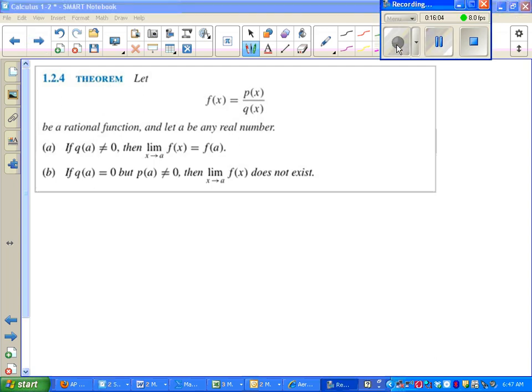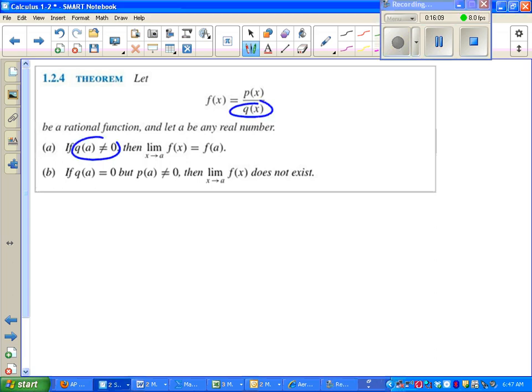This next theorem tells us that if we've got some rational function and the bottom does not equal 0, then it's nice. We can use direct substitution. Then it tells us if the bottom is 0, but the top's not, then the limit does not exist. We say does not exist even if the limit really turns out to be infinity or negative infinity. That's still classified as does not exist because those aren't actual numbers.